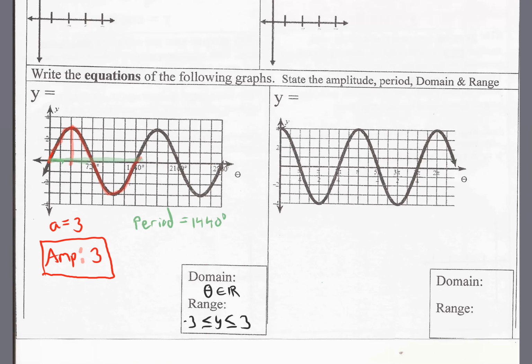So the period is also, the formula for degrees is 360 over b. So if you want to get the equation, you actually care about what B equals. If the period equals this, and the period also equals this, I'm going to set these two things equal to each other to solve for B. So 1440 equals 360 over B.